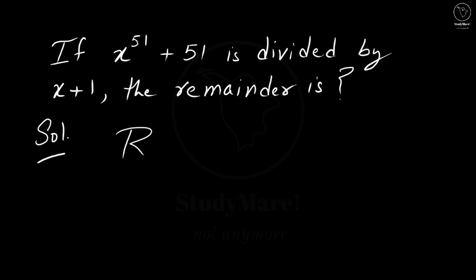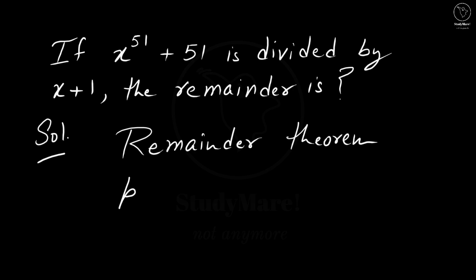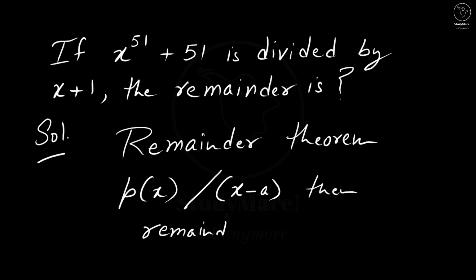You remember the remainder theorem? It says that if we have a polynomial p(x) with degree greater than or equal to 1, and if this polynomial is divided by a linear polynomial x minus a, then its remainder is equal to p(a).